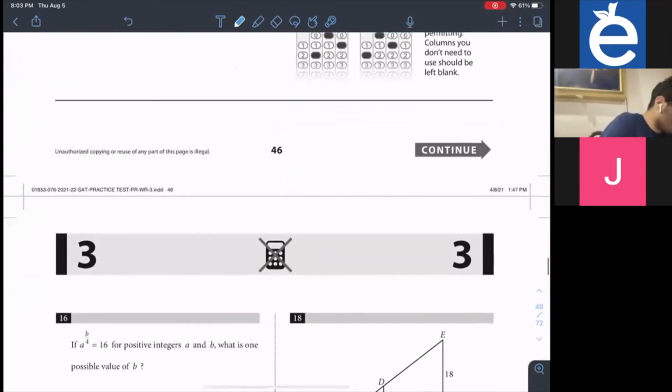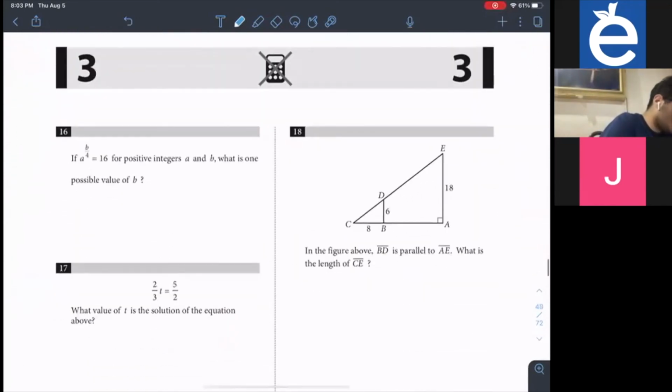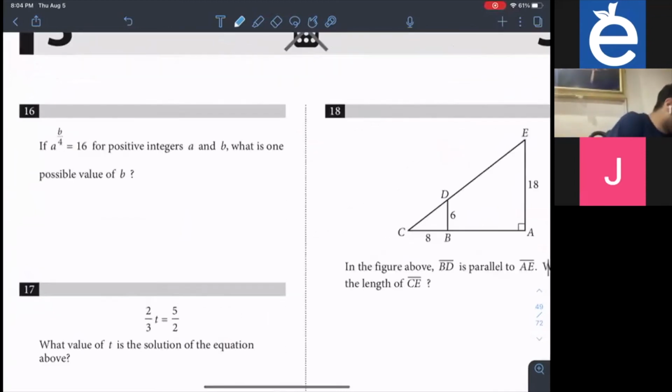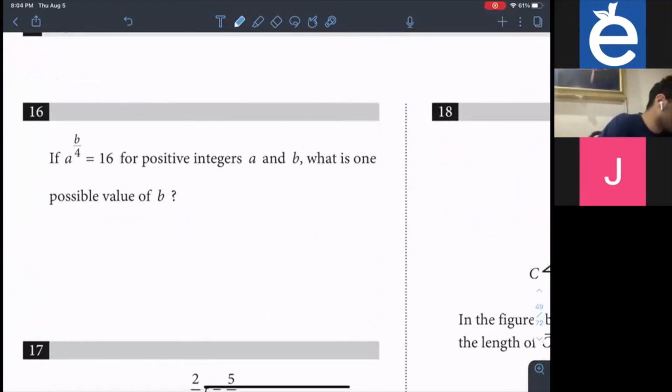Now let's go to the written responses. Question 16. So now it restarts to being easy again, and then it all the way advances to the hardest on question 20. So question 16. If a raised to the b over 4 is 16 for positive integers a and b, what is one possible value for b?